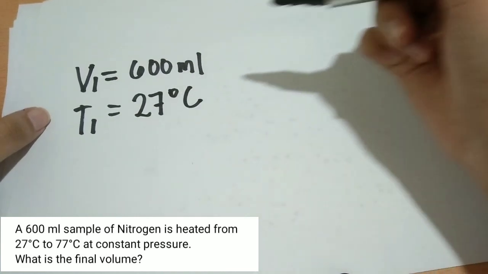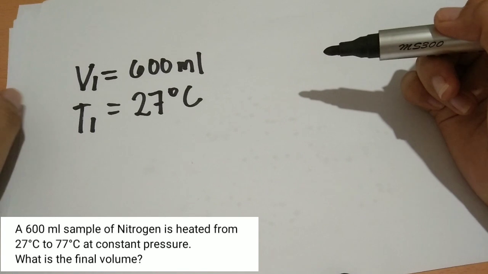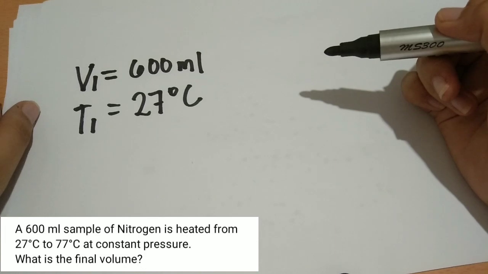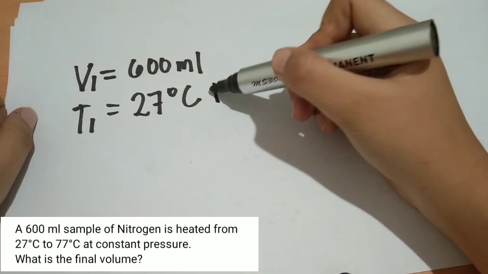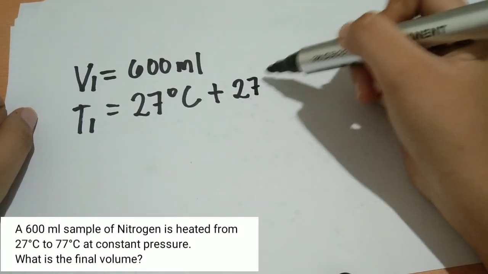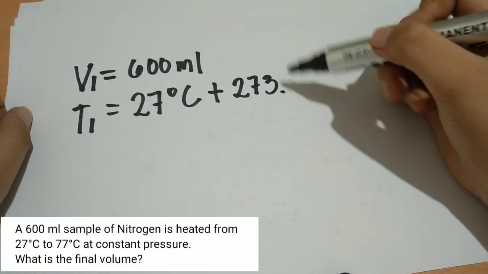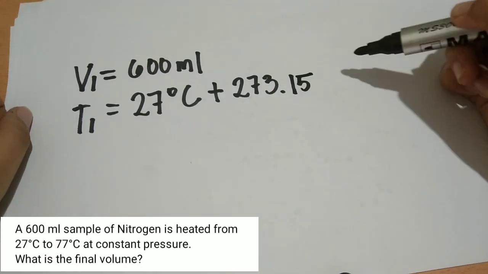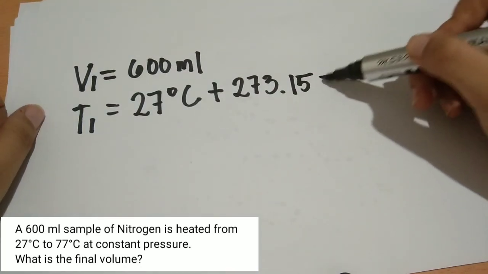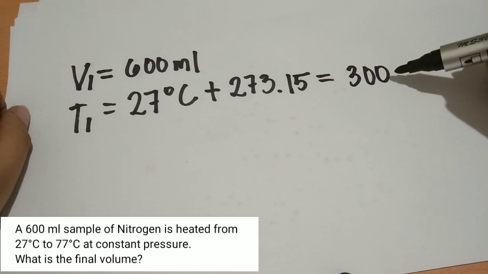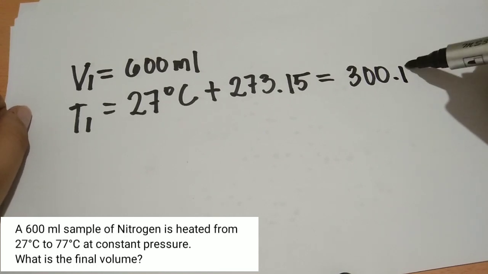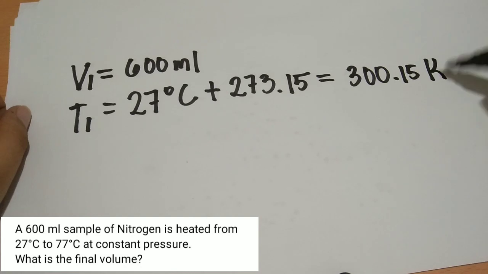Now note again here that temperature unit in every gas law has to be converted into Kelvin before substituting. So in converting this to Kelvin, we just need to add 273.15. And that would equate to 300.15 in Kelvin. This is now the initial temperature.